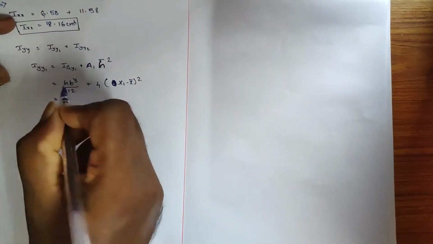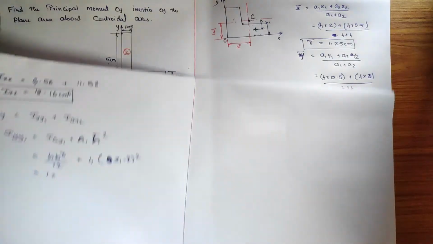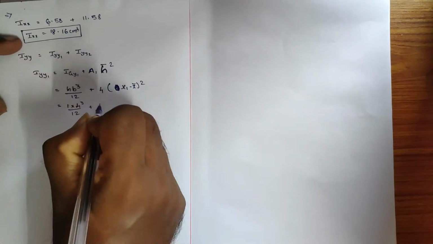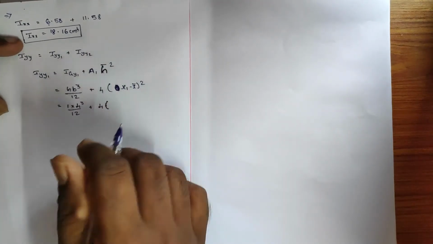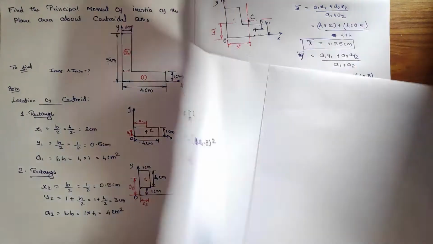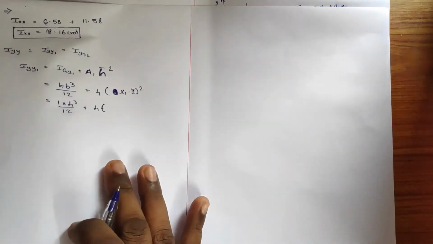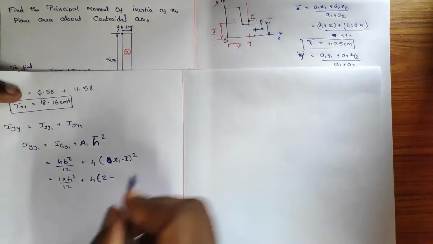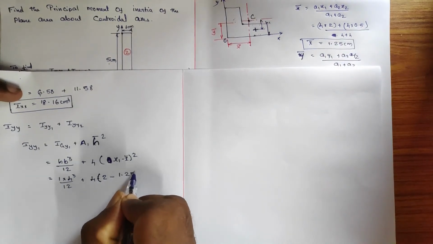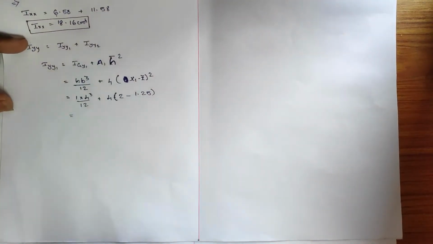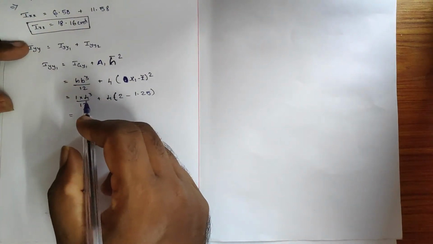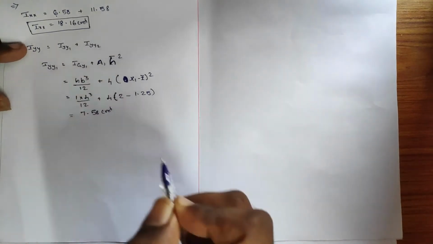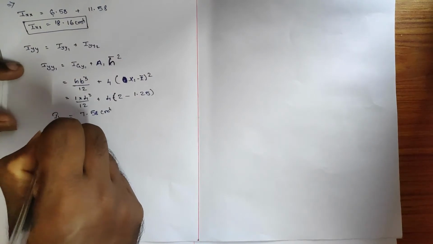H1 into B is equal to 4. So 4 into 1 cube divided by 12 plus 4 into X1, which is 2, minus X bar, here it is 1.25. So you will get the answer. I hope when you are doing the calculation you will get 7.58 centimeter power 4. Okay, this is IYY1.